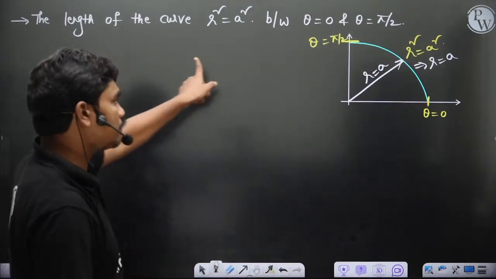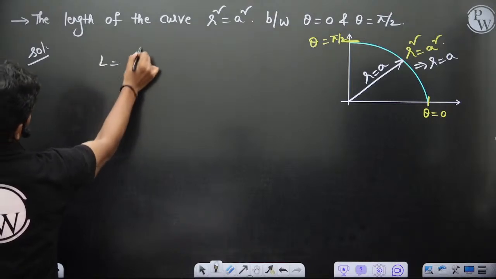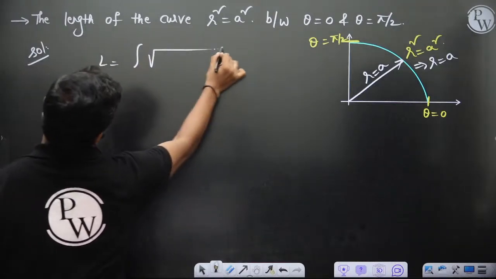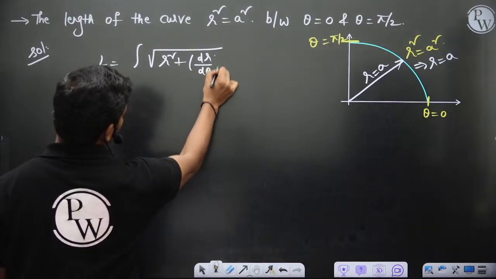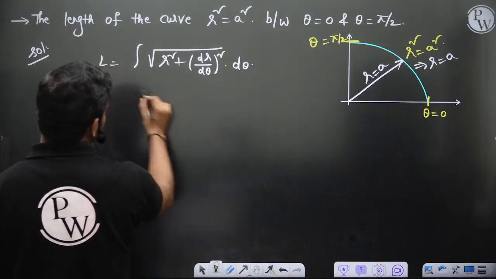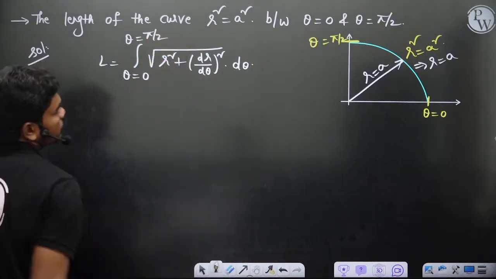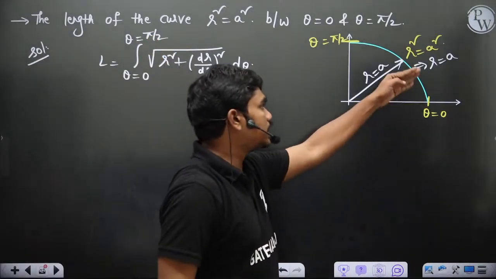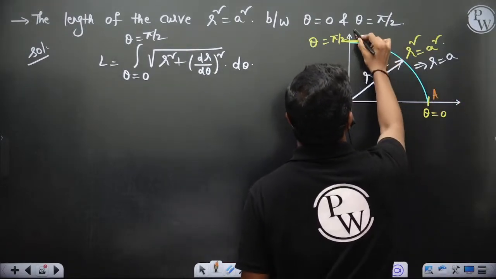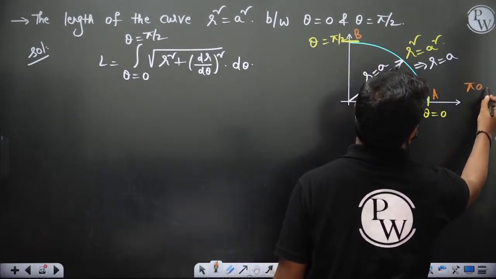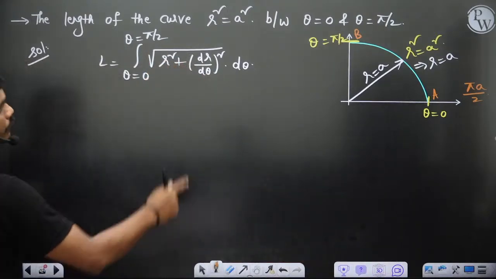Now if you apply the same integration, let's see. L is equal to integral root of r square plus dr by d theta whole square times d theta, of course, and theta is running from 0 to pi by 2. Theta is running from 0 to pi by 2 because you're interested in calculating the length between this a to b, and eventually pi a by 2 is going to be the answer because it's 1/4 of a complete circle. Let's check whether this value is giving this or not.